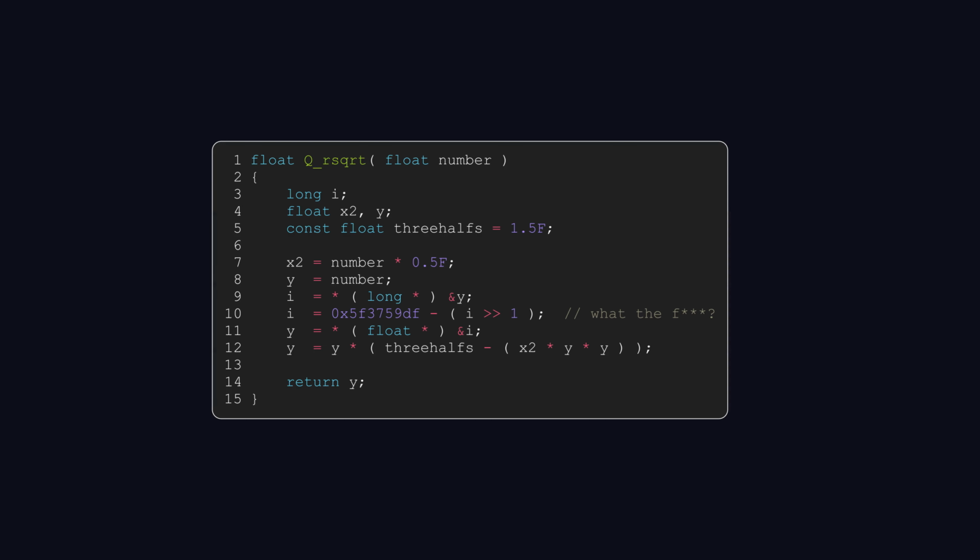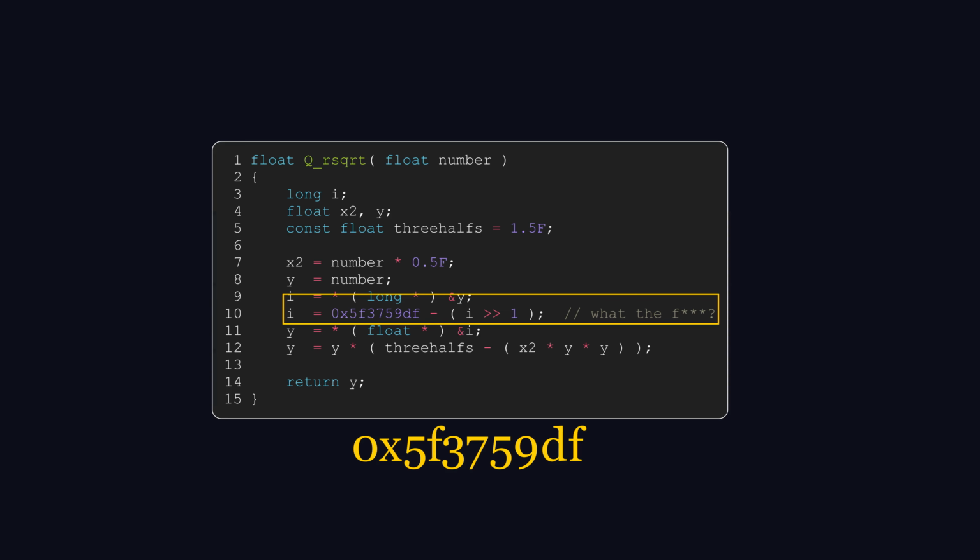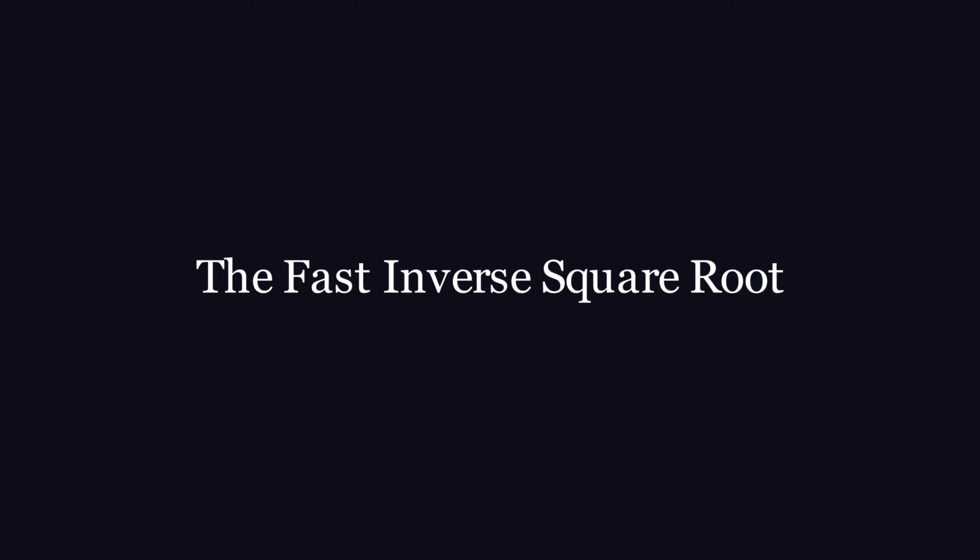In 1999, id Software released Quake III Arena, a pioneer in 3D gaming. Buried inside its source code was a bizarre math function called the fast inverse square root. It contained a single, baffling line of code, featuring a seemingly random hexadecimal constant and an infamous comment from a very confused developer. Today we're going to break down the most famous hack in computer science.